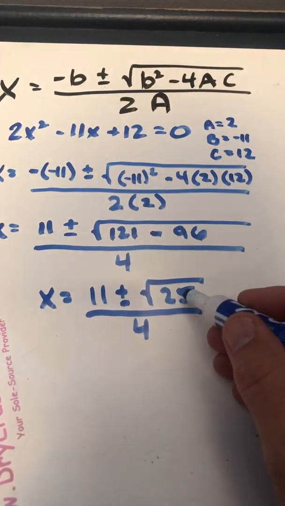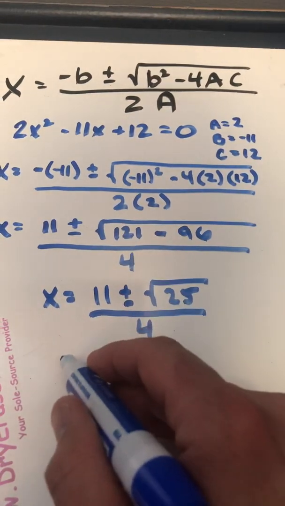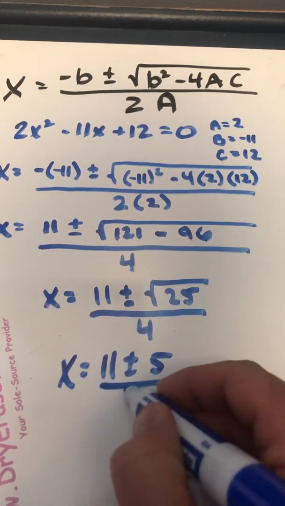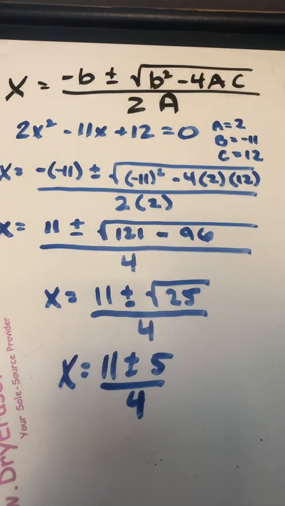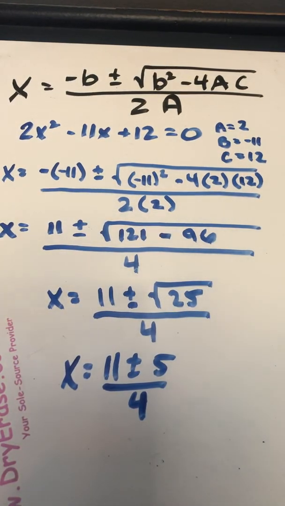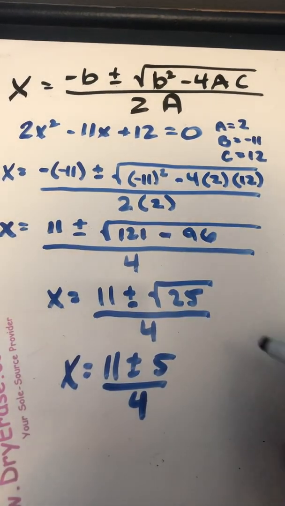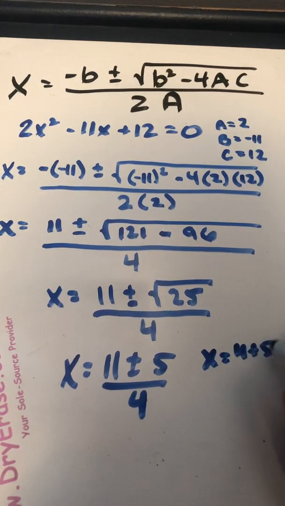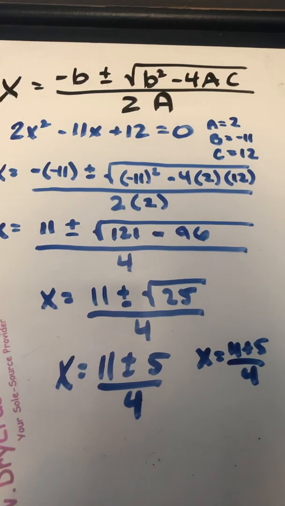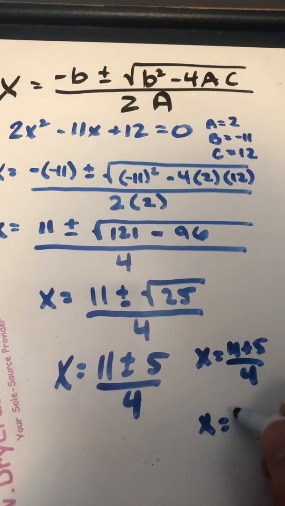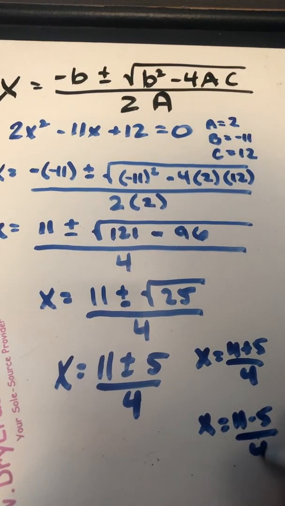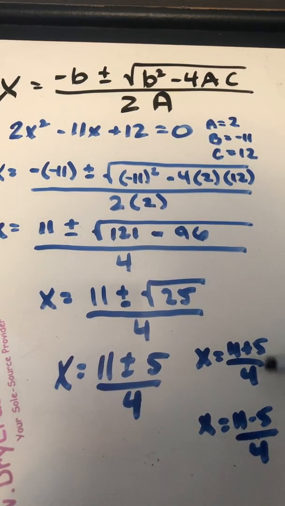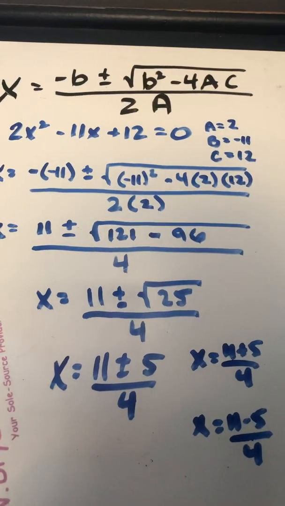Next, we'll take the square root of 25, and we get x equals 11 plus or minus 5 all over 4. This plus or minus has probably been a little bit confusing for you. It's because there's potentially two solutions. One of our solutions we will find by doing 11 plus 5 all over 4. And the other one we'll get by doing 11 minus 5 all over 4. So when I say plus or minus, I mean do it once with a plus and then do it a separate time with a minus.